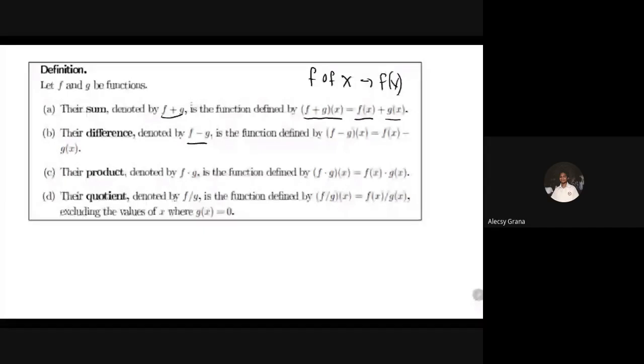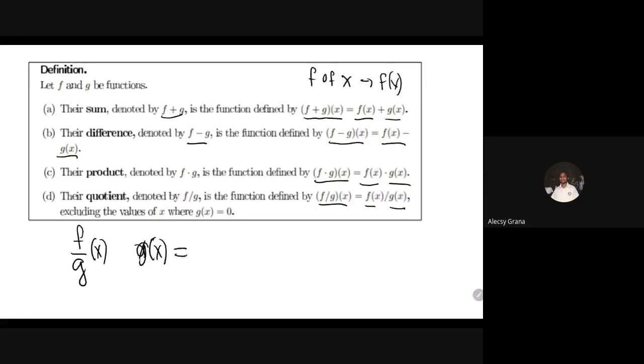That's the function f minus g of x, which is equal to f of x minus g of x. Same thing with the product, f times g of x, that is f of x times g of x. And the quotient is f over g of x, which is equal to f of x over g of x, excluding the values of x where g of x is equal to 0. So ang ating f over g of x daw, such that g of x must not be equal to 0.